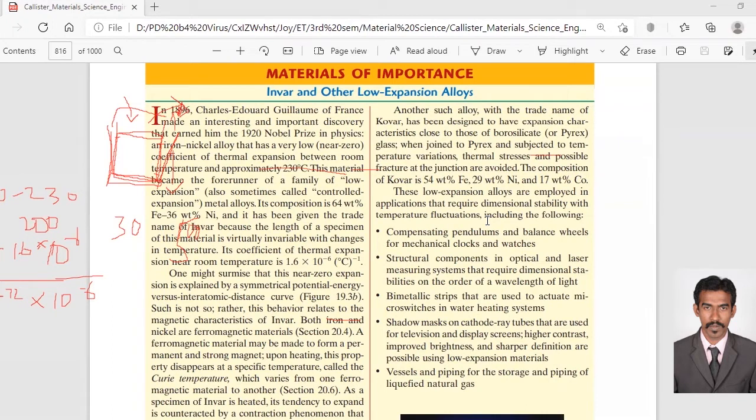That's a general formula. But these materials are particularly made, which one? Invar, super invar, and povar. These are particularly made for tolerating fluctuating temperature, which means the dimension is stable when the temperature is fluctuating.